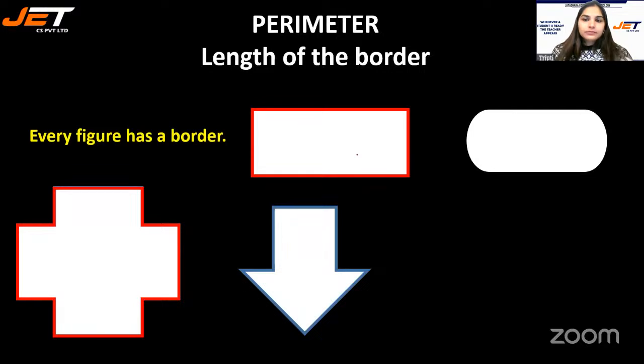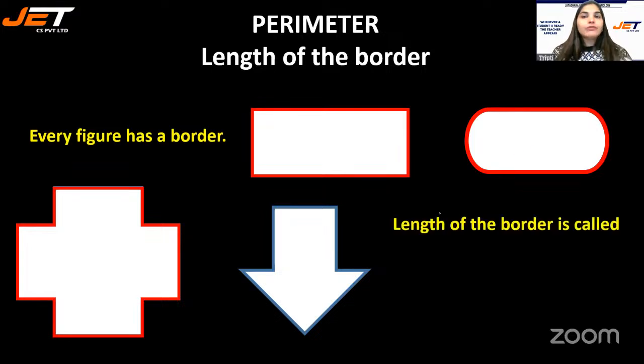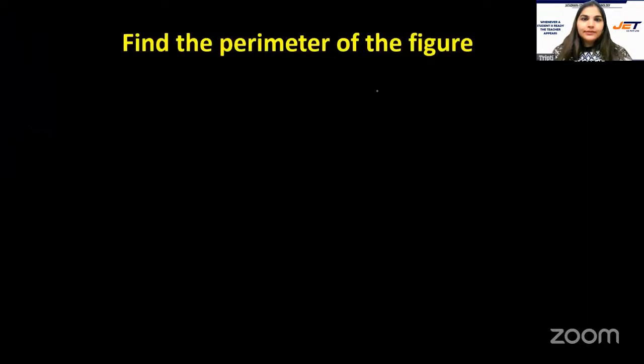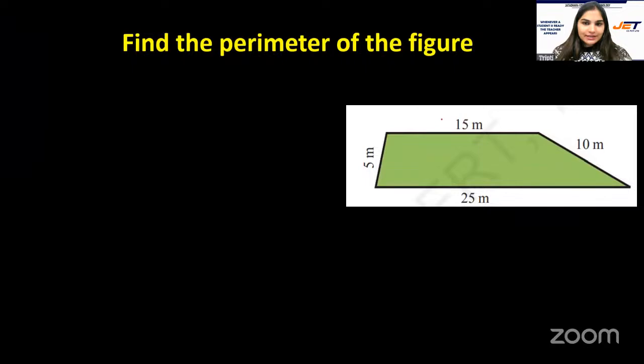This shape too has a border, the red outline. So the length of the border is called the perimeter. The length of the border is called the perimeter. We will be finding the perimeter of some figures in today's class.